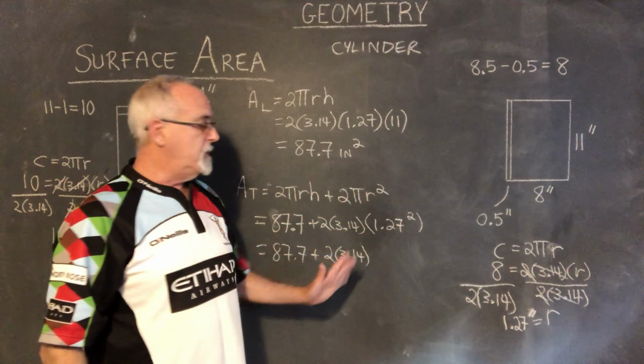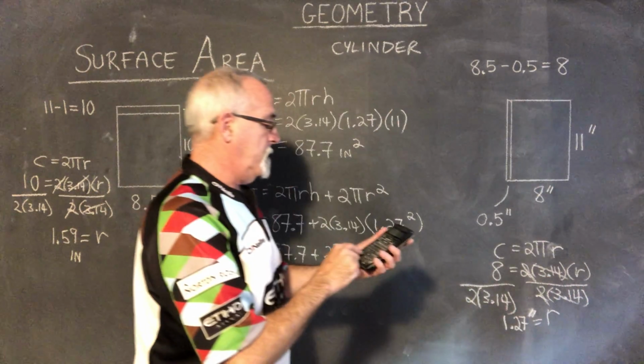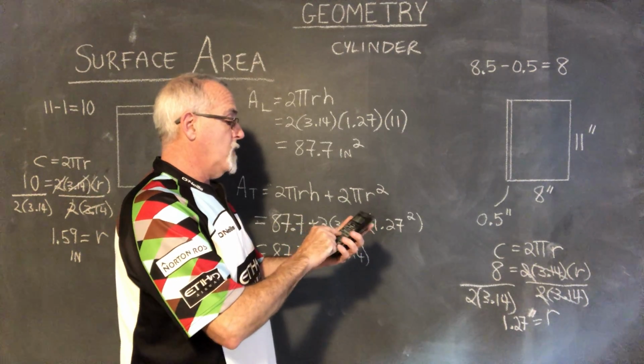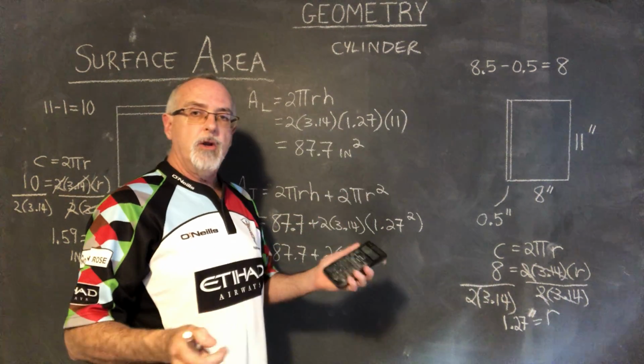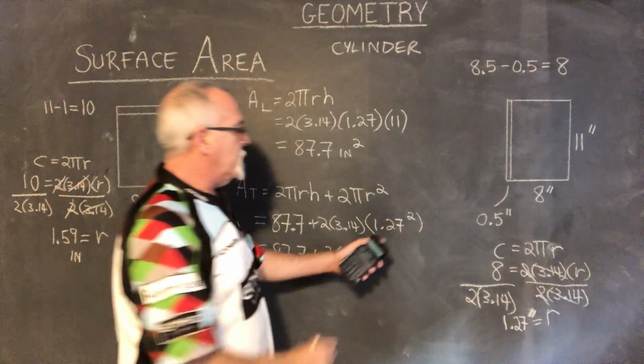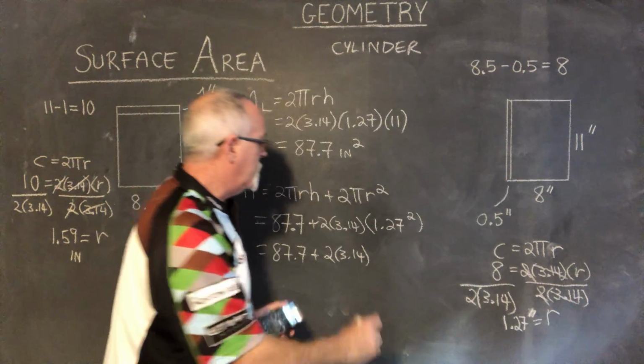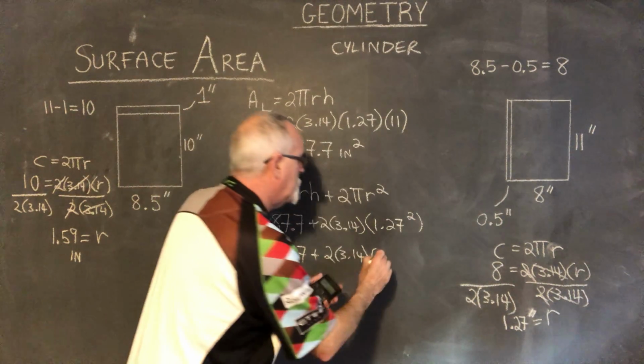Remember, this is the point at which we want to be careful to follow the order of operations. 1.27 squared, 1.6129. I'll just write out all of that. It stops there. But of course, I had already rounded earlier, which is why I'm not getting a decimal that's going on forever. 1.6129.